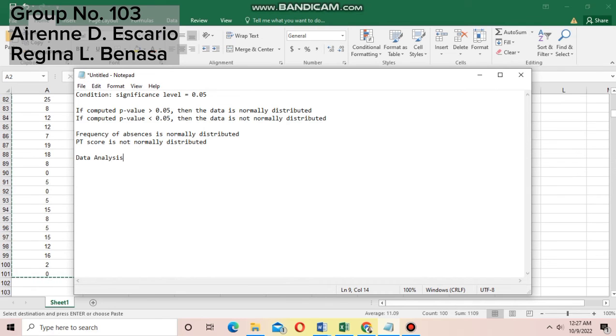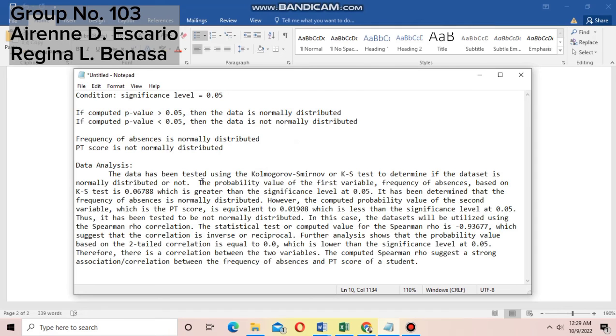Our data analysis will be: the data has been tested using the Kolmogorov-Smirnov or KS test to determine if the dataset is normally distributed or not. The probability value of the first variable, which is the frequency of absences, based on KS test is 0.06788, which is greater than the significance level at 0.05. It has been determined that the frequency of absences is normally distributed.